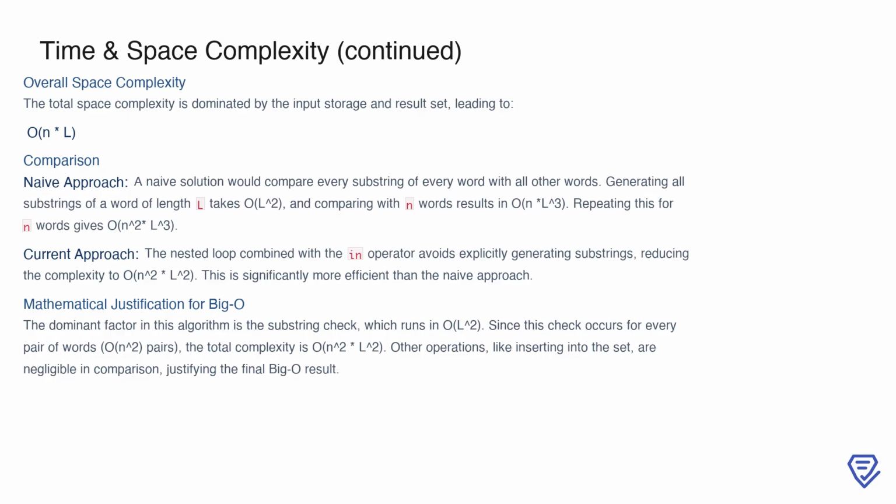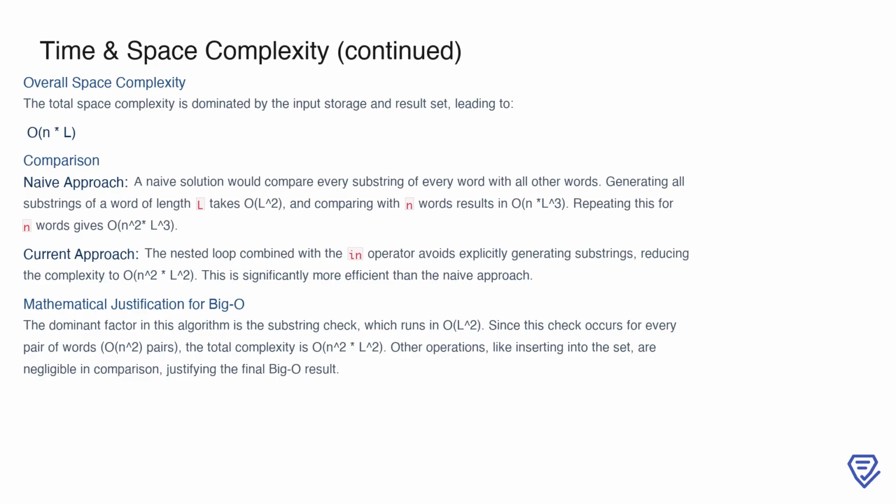of O(n*L). To put this into perspective, consider the naive approach, where we would generate all substrings of a word before checking them against the entire list. Generating substrings for a word of length L takes O(L²), and comparing each substring with n words results in O(n*L³) for a single word. Repeating this for all n words gives a total time complexity of O(n²*L³). By contrast, our current approach avoids explicitly generating substrings and instead uses the in operator, which reduces the total complexity to O(n²*L²). This is a significant improvement.